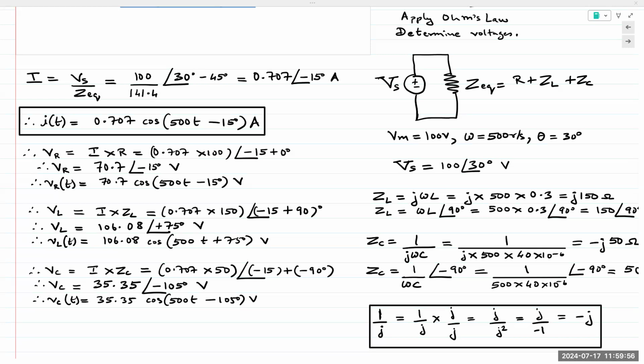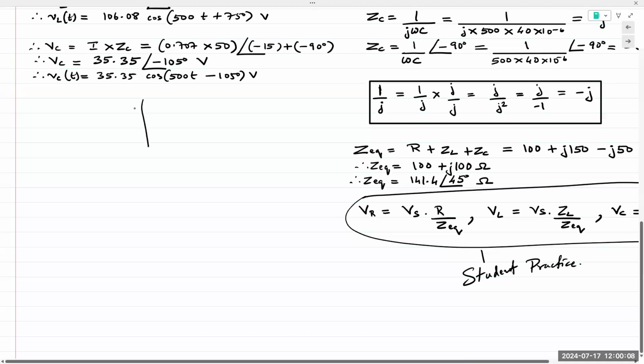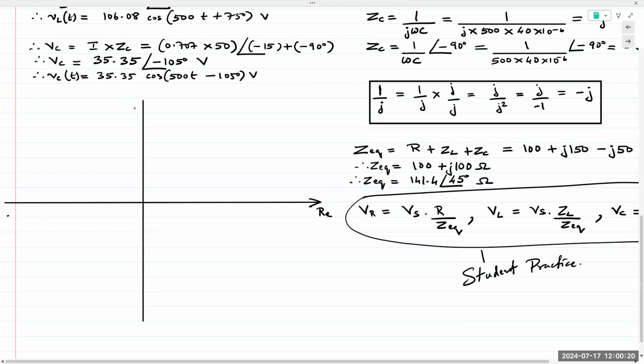Any questions? We are almost at the end. I just want to draw out the phasor diagram. The phasor diagram for this would simply be plotting the vectors on the real and imaginary axes. Let's draw this out. So this is the real.